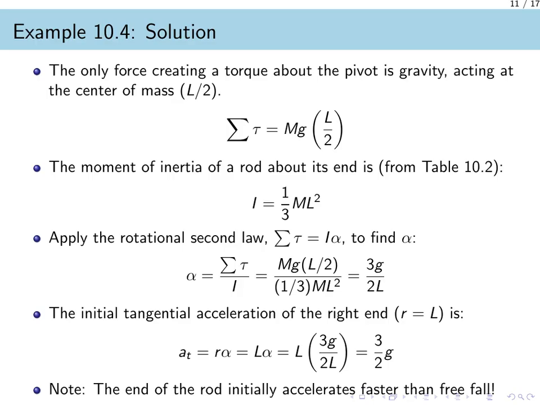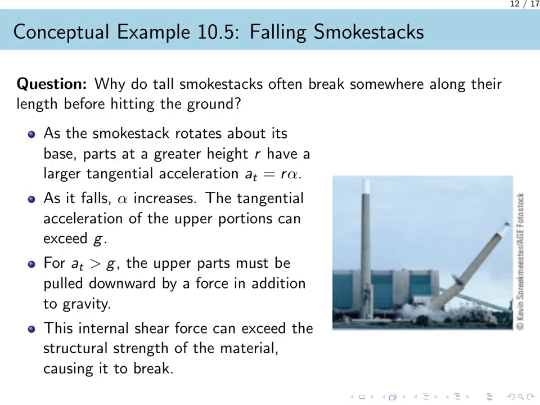This is the tangential acceleration, a sub t, which equals r times alpha. Here, the radius r is the full length L. This gives a tangential acceleration of 3 over 2 times g. The key result here is that the end of the rod initially accelerates downwards faster than an object in free fall. Let us explore a classic conceptual question.